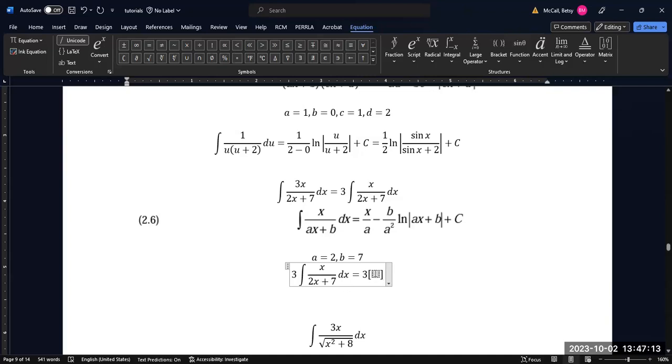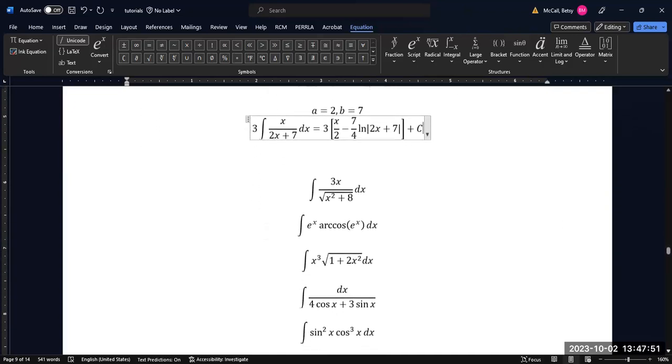So now on the inside of my parentheses, I'm going to apply my formula. I've got x over a, so x over 2, minus b, which is 7, over a squared, which is 4, and then log of ax plus b, which is 2x plus 7. And then the plus c can go on the outside. And this one I didn't have to do a substitution for. All I had to do was pull out my 3 and then find the rule that I needed to apply.